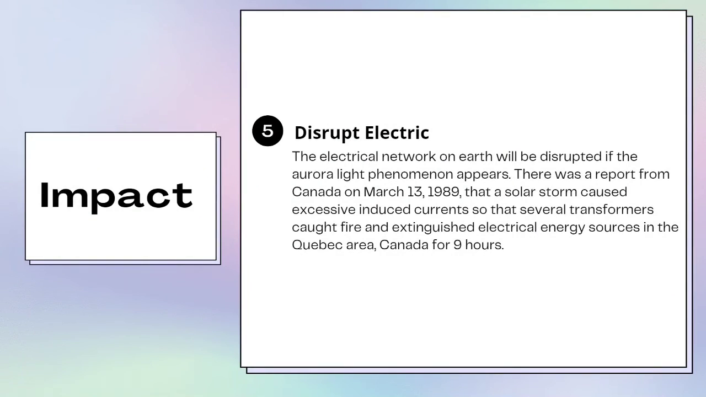Fifth, disrupt electricity. The electrical network on Earth will be disrupted if the aurora light phenomenon appears. There was a report from Canada on 13 March 1989 that a solar storm caused excessive induced currents so that several transformers caught fire and extinguished electrical energy sources in the Quebec area, Canada for 9 hours.